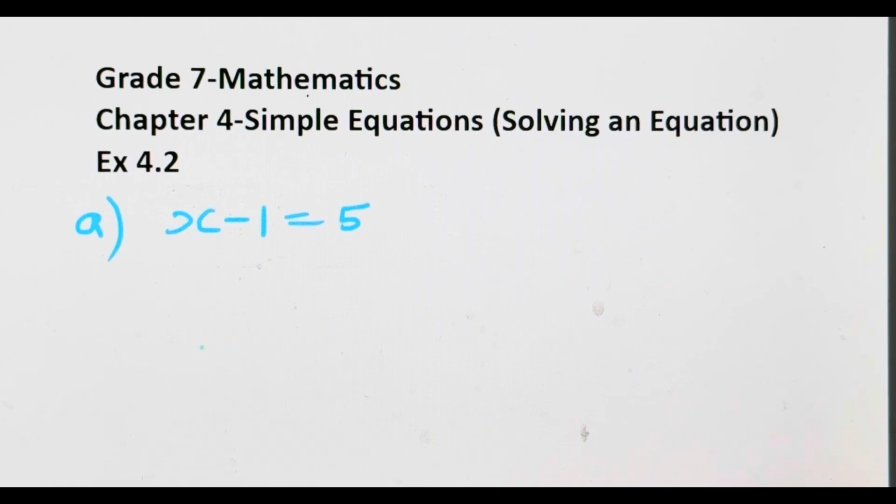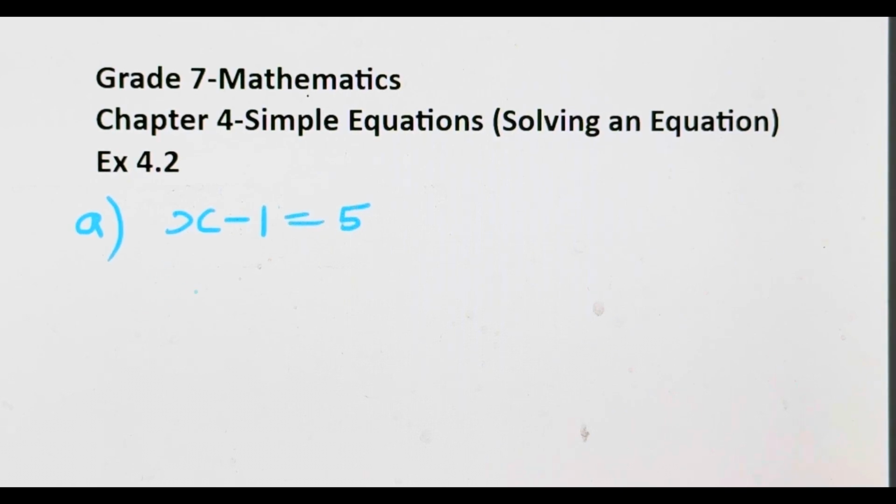x minus 1 is 5. I'll first recap that this is an equation. It has an equal to sign. It will have a variable and constants, right? x is a variable, numbers are the constants. Also, this side is known as LHS, left hand side, and on the right side of equal to is the RHS, that is right hand side, right? So our target is to find out the value of x. So slowly we should remove other terms from x.